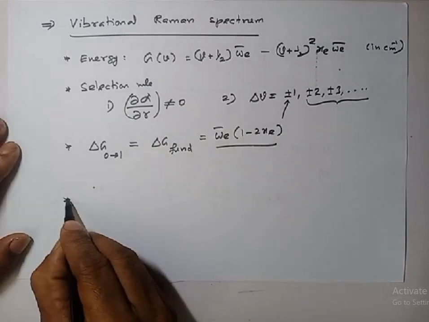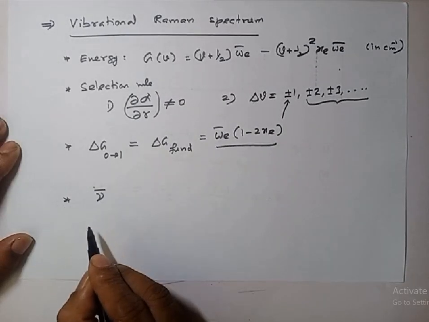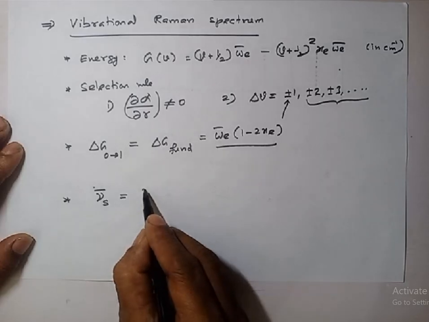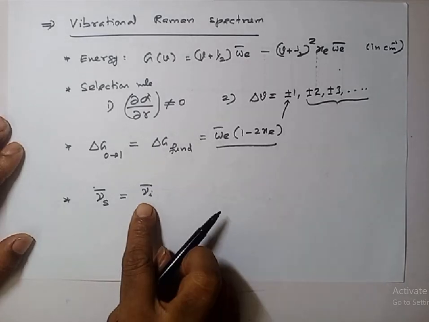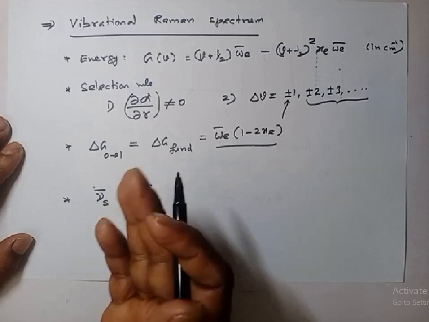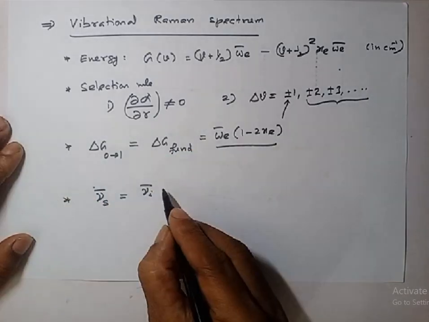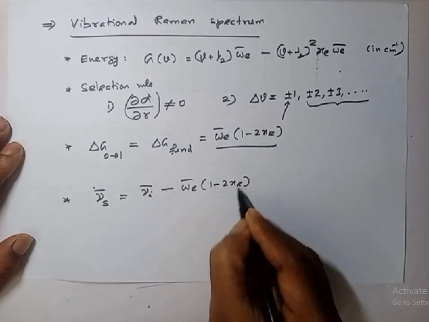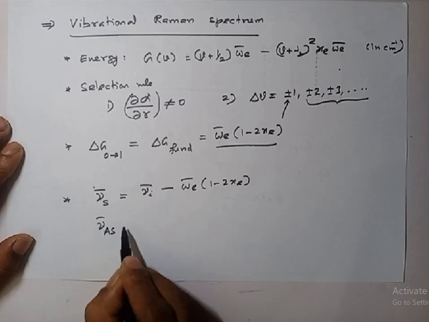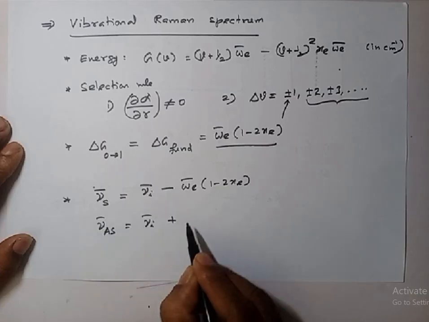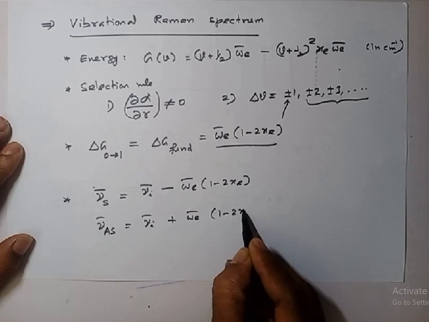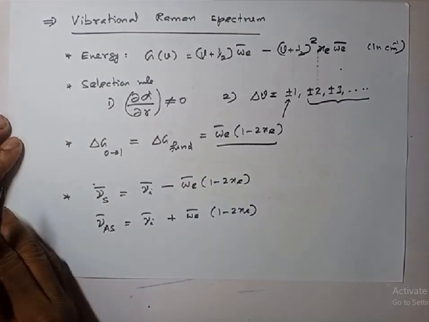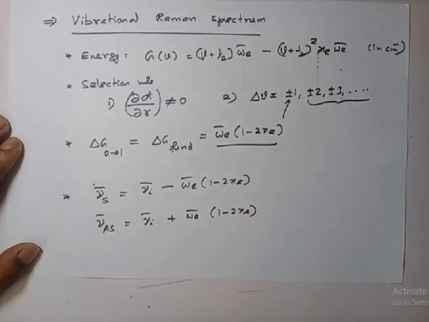Now, what is the frequency of the spectral line? Listen, the frequency of the Stokes line equals nu I bar, the incident frequency, minus omega E bar into 1 minus 2xe, because Stokes lines always appear on the lower frequency side. The frequency of the anti-Stokes line is nu I bar plus omega E bar into 1 minus 2xe. So we get a line on the lower frequency side and a line on the higher frequency side.